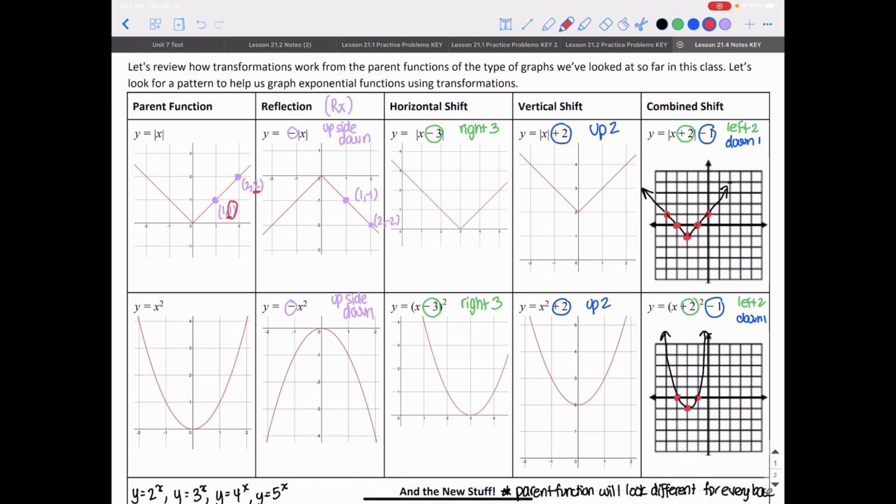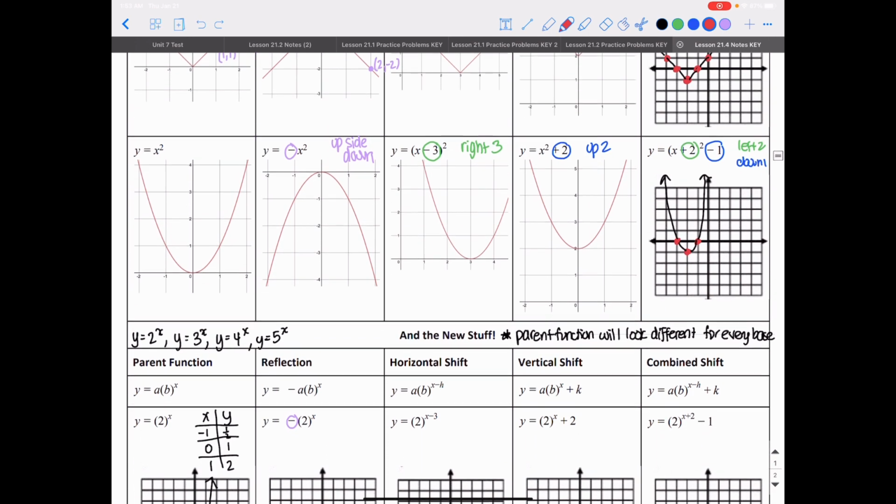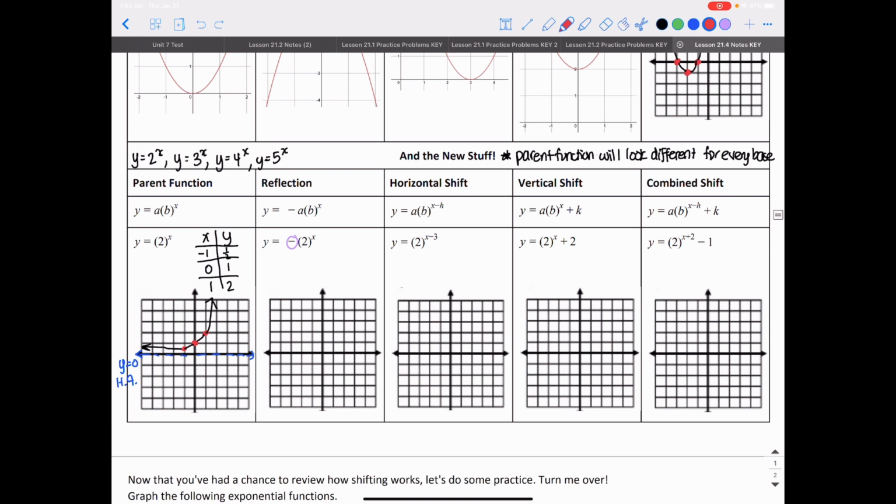So to go from 1 to -1, I multiplied by -1. To go from 2 to -2, I multiplied by -1. So what I'm actually doing to the values of my points, when I see a negative in front, I am multiplying. So I'm going to multiply all y values by -1. That's what I'm doing.